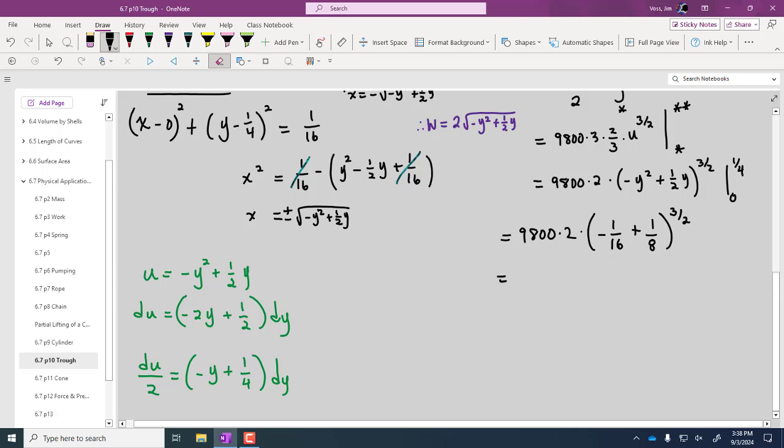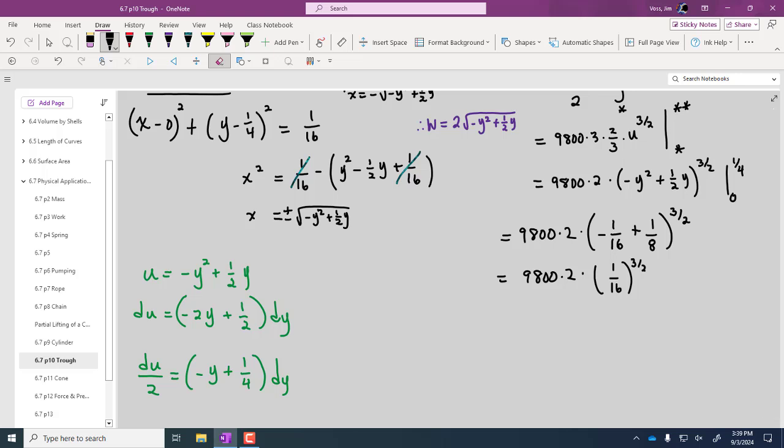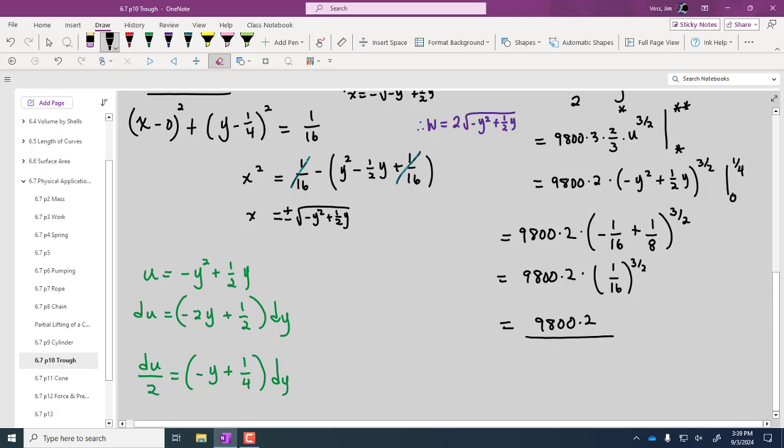So this will be 9,800 times 2, negative 1/16 plus 2/16 is 1/16. So we're going to have 1/16 to the 3/2. Anytime we have a 3/2 power, we do the denominator first. The square root of 16 is 4. And then we have to cube the 4. So 4 times 4, 16 times 4, 64. So we'll put that there.